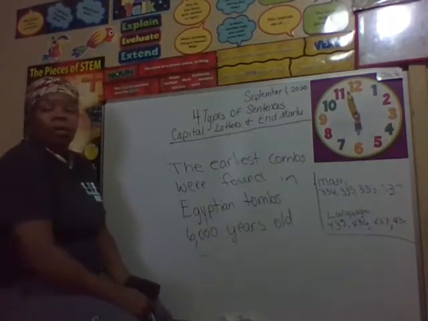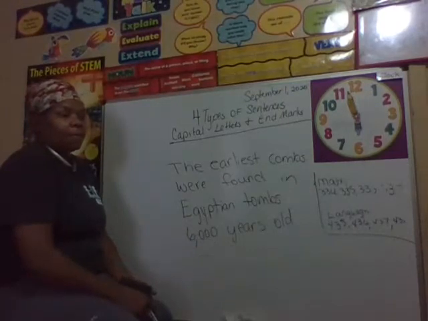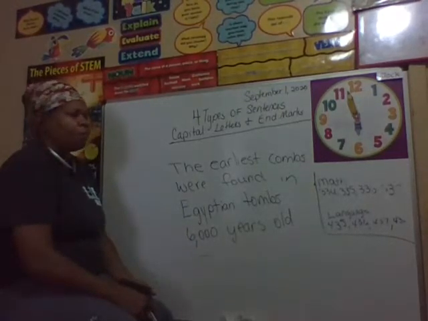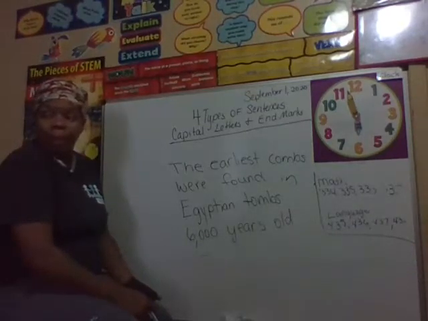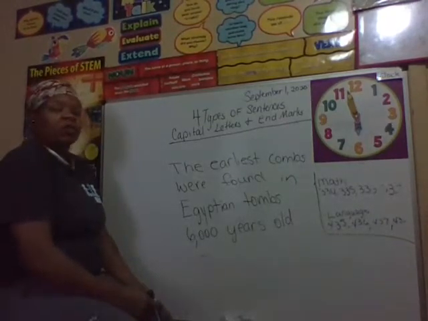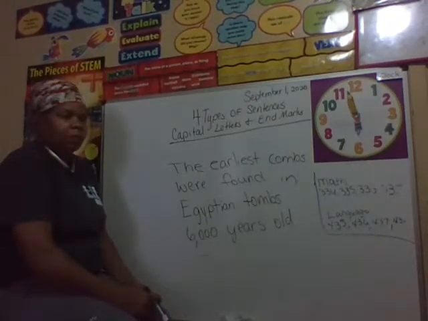6,000 years old. What kind of sentence is this? Are they asking a question? No, they're telling something. They're giving you some information. What information are they giving you there?